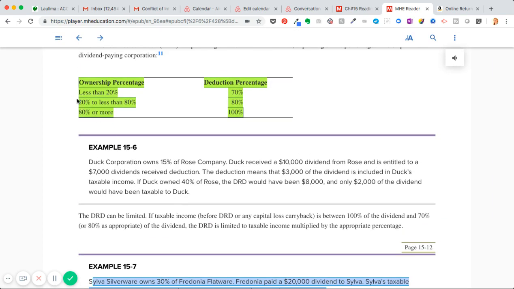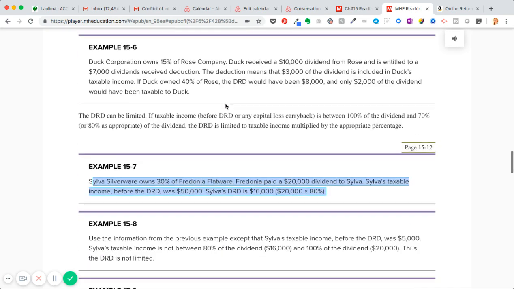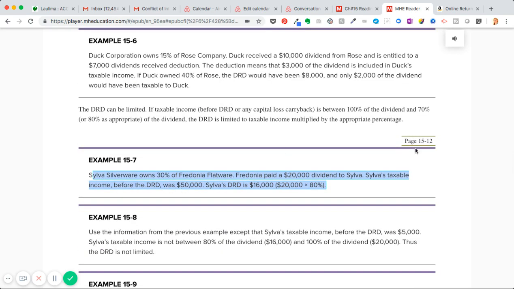They own 30%, so that's this middle area, 20 to 80%. So they're going to get a dividend deduction of 80% of the dividend they received. But there's also a limitation based on the business's taxable income times 80%. Silva's taxable income before the DRD was $50,000, which is more than the $20,000 dividend. So we'll take the $20,000 dividend times 80%, right?